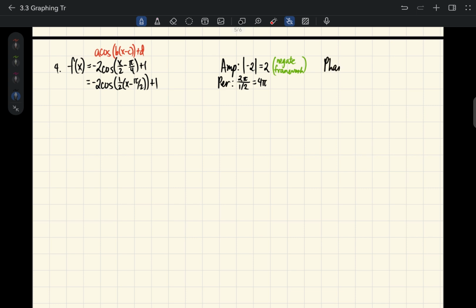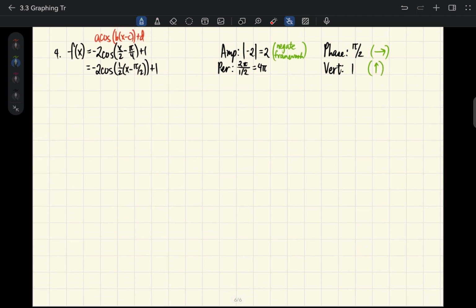The next phase shift, that's the value of c. So our c right here is pi over 2. And since pi over 2 is positive, that means we have to move to the right. And lastly, for your vertical shift, the value of d is 1. So vertical shift is 1. And since 1 is positive, we have to move upwards. So to graph this, we start with 0, 1.